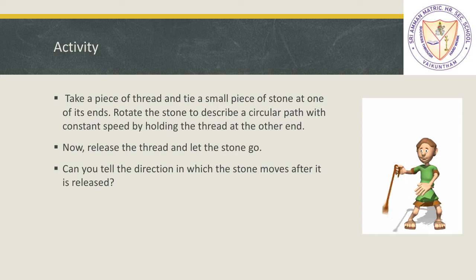No need to do this activity now, because you are familiar with it, right? Whenever there is anything like a thread or a key bunch, you tend to do this. Especially with a key bunch, you try to rotate it as the guy is rotating the thread with the stone. So once you leave it, or if it slips from your hand when you're rotating the key bunch or any thread which is tied to a stone, in which direction will it be moving? So that's the question.